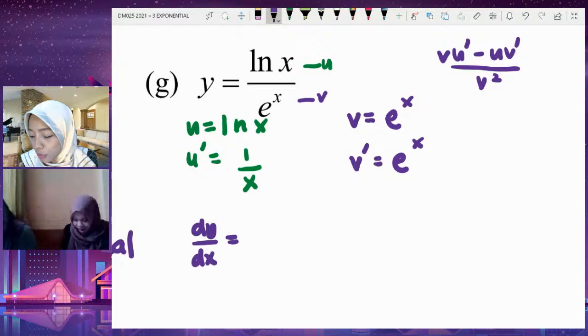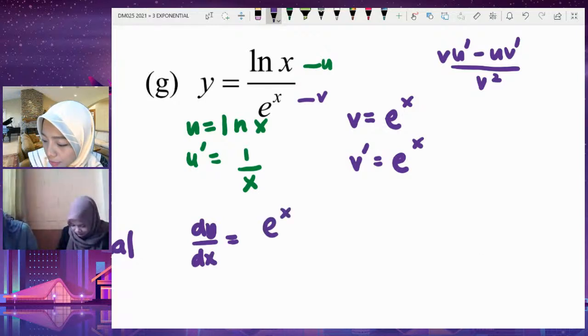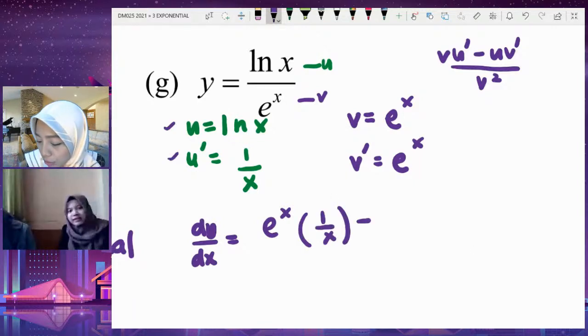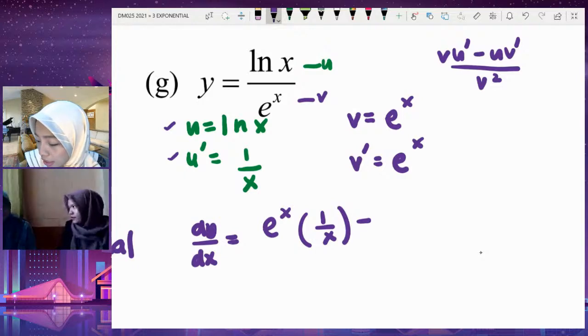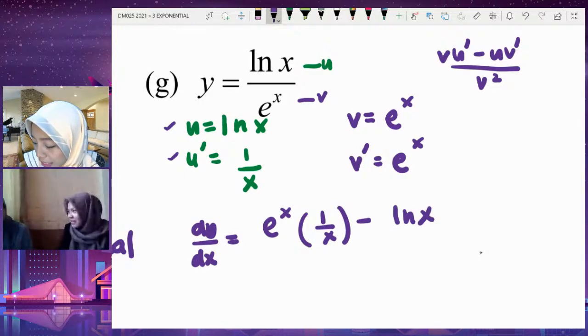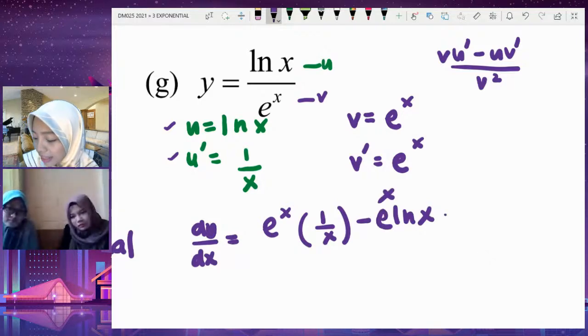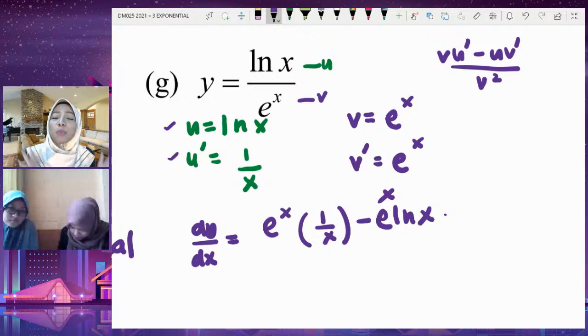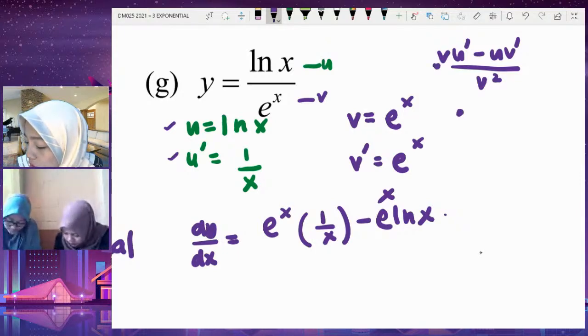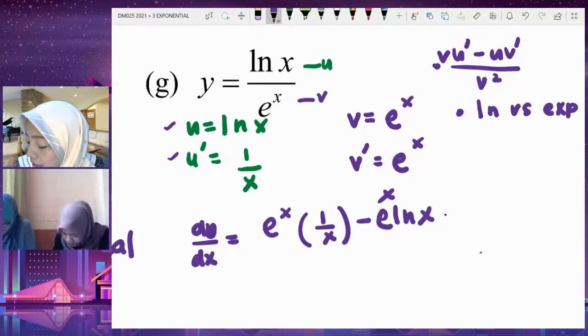So what is our v? e to the x. What is our u prime? 1 over x. Minus what is our u? u is ln x. And what is your v prime? e to the x. Look here, I don't put e to the x at the back, we put e to the x at the front. It looks nicer. Between the exponent and ln, ln goes at the back. Okay, the second tip: ln versus exponent, put the exponent to the front.